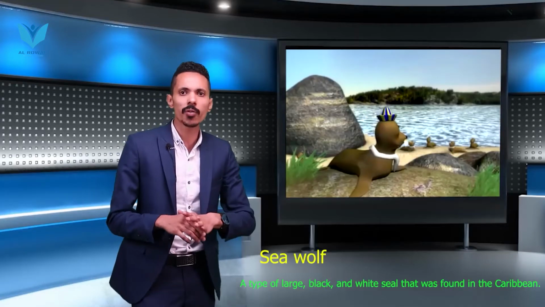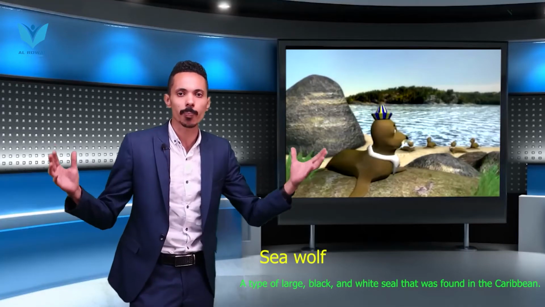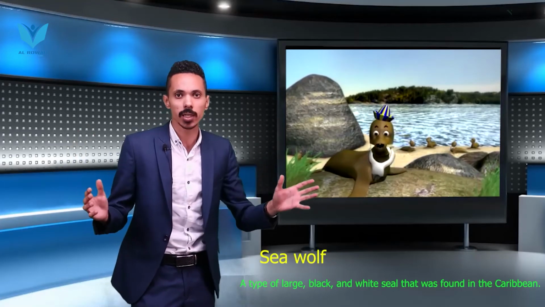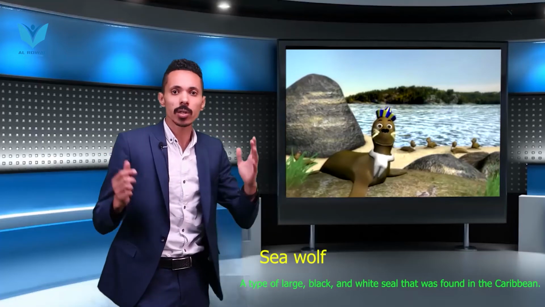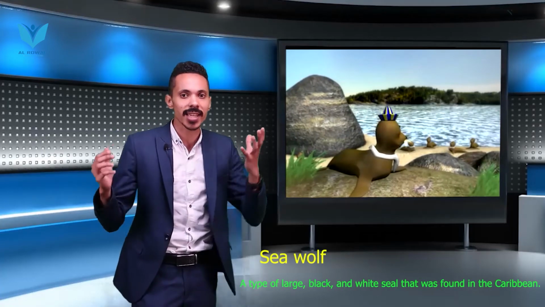And after that, sea wolf. Sea wolf is a type of large black and white seal. This is sea wolf, and also this animal is an extinct animal.